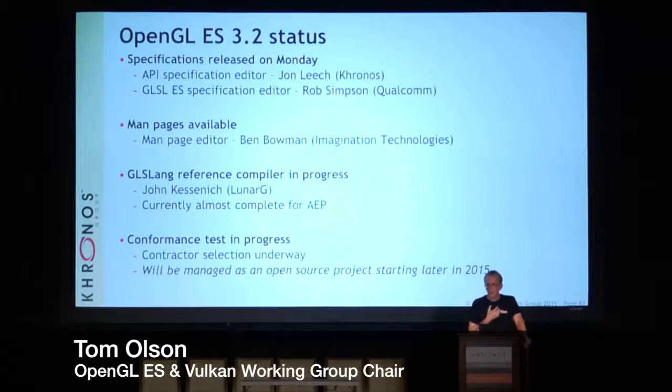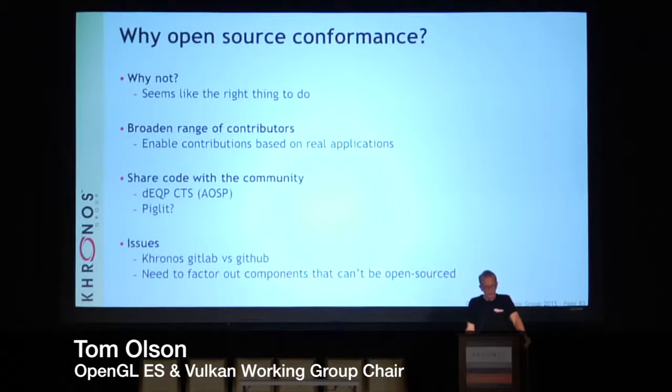Part of our goal of not slowing down Vulkan was we decided to completely outsource the conformance test creation. We have a lot of the tests already because of the extensions. So that RFQ is probably going to close in a couple of weeks. Something radical we're doing that we've never done before, we're going to put the conformance test into open source. And I have a little more to say about that. That's, by the way, part of the RFQ is to do the background work that needs to be done for that.